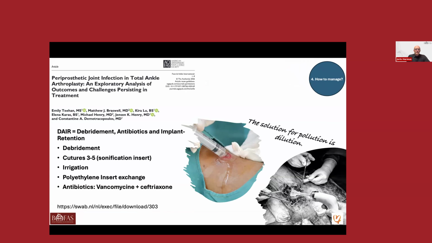So in case of an infection, what do you do in the acute phase? You do debridement, antibiotics, and implant retention. In our hospital, we debride it. We take at least 3 to 5 cultures. In one of those, it's a sonication of the polyethylene insert. Why an uneven number? Because we want to have a winner of the match. We exchange the polyethylene insert. We give antibiotics, in our case, as broad as possible, so vancomycin and ceftriaxone. We also irrigate a lot with almost 6 liters of fluid, because one of my infection orthopedic surgeons always says, and his phrase is, dilution.